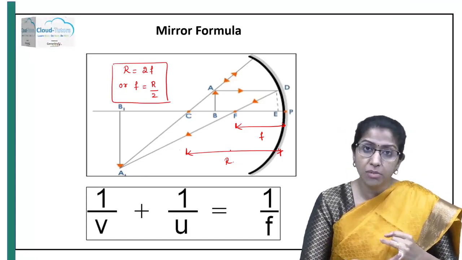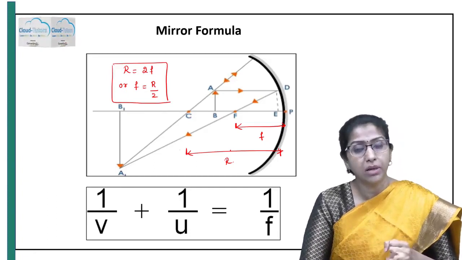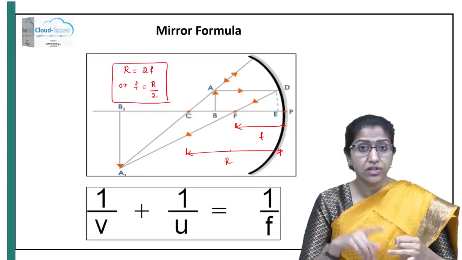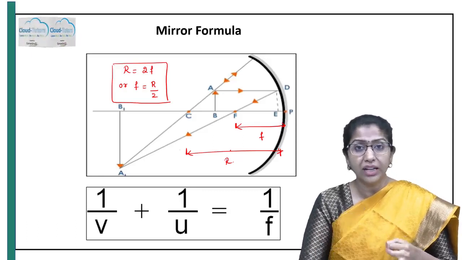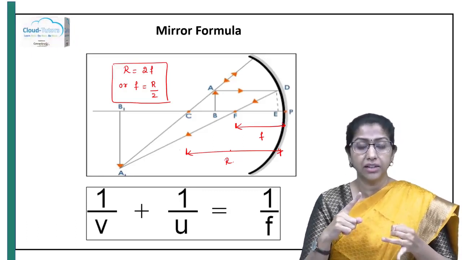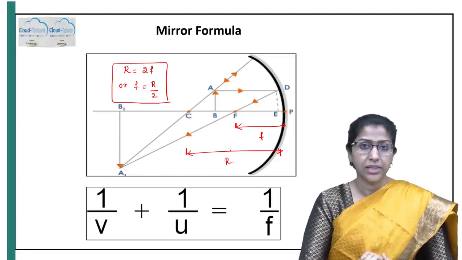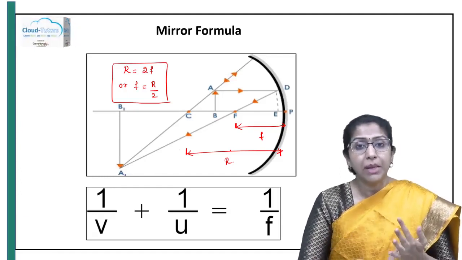You can get it as a 2-marker question, a 1-marker question, or an MCQ, wherein you will be given the radius of curvature and asked to calculate the focal length, or you would be given the focal length and asked to calculate the radius of curvature. Either way. Okay, so what do you mean by the mirror formula?